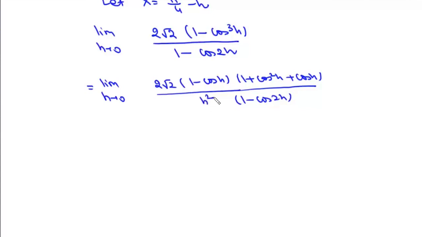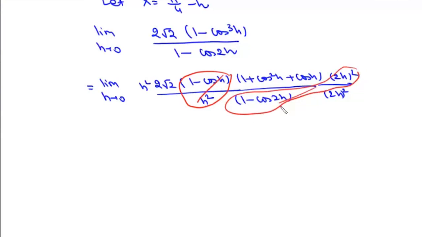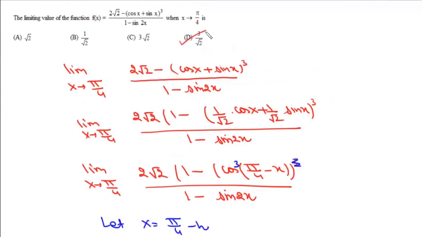Now for this, we'll multiply and divide everything with h square, and for this, we'll multiply and divide it with 2h square. Now this is 1 by 2. This also is 1 by 2, which will cancel. Now h square and h square will also cancel. So we'll get this limit as 2 root 2, and this is 1 plus 1 plus 1. It will be 3 divided by 4. So this value will be 3 by root 2, and that's your option D.